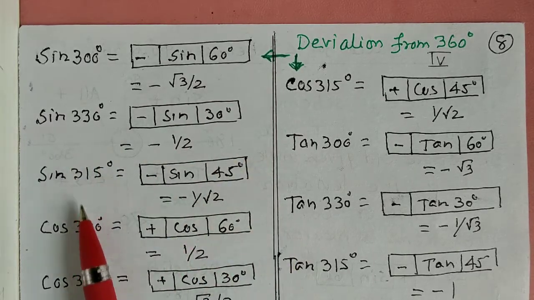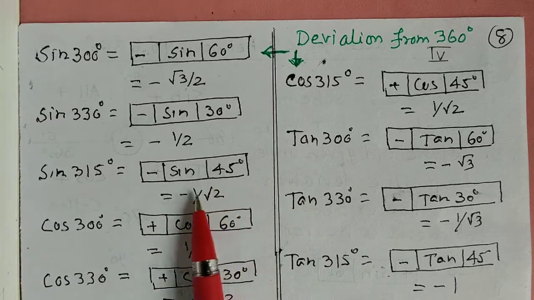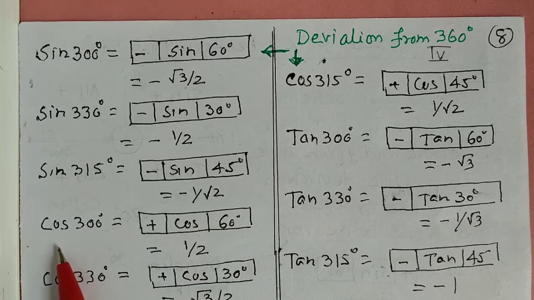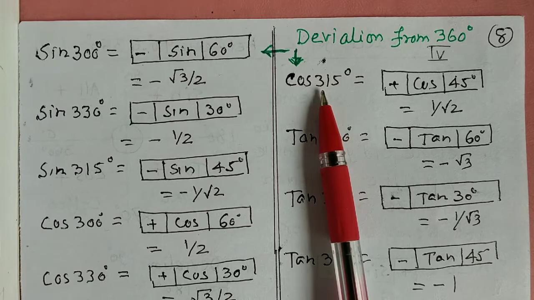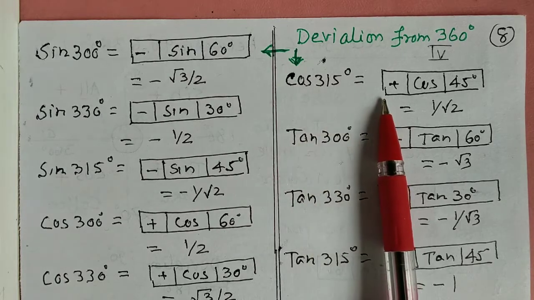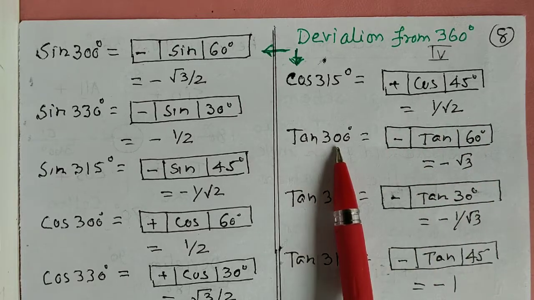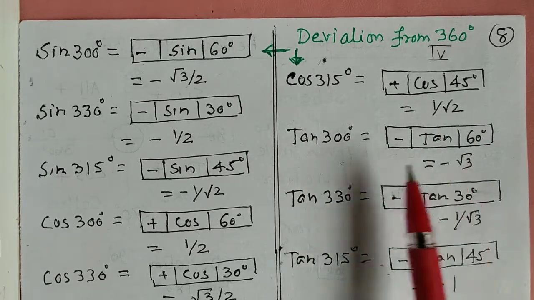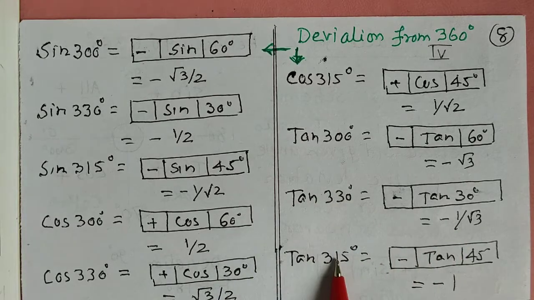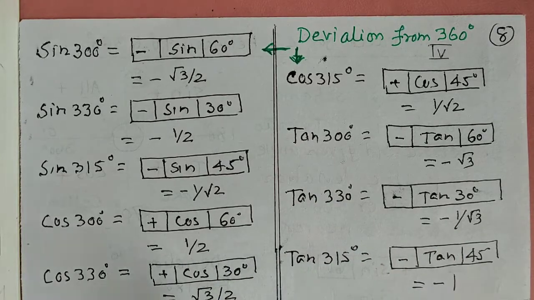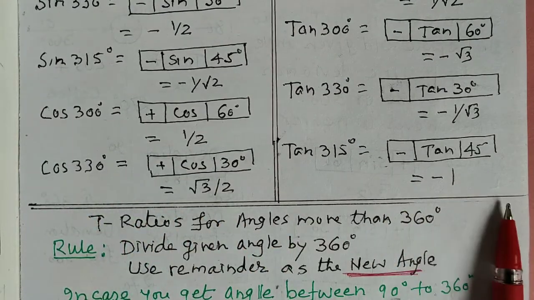So everywhere the deviations are being taken from 360, and other values you know, minus 1 by root 2 and so on. Likewise cos 315, cos positive, so deviation is 45 from 360, deviation of 300 from 360 is 60, deviation of 330 from 360 is 30, and 315 deviation from 360 is 45. So with the help of 3 box we can write the value successfully.